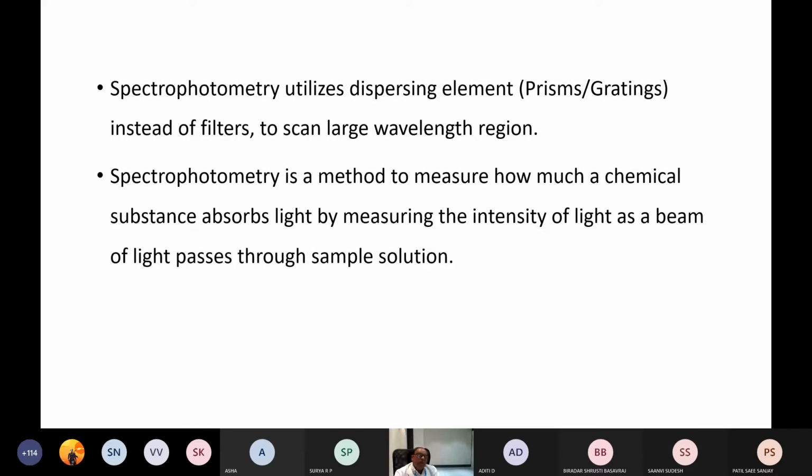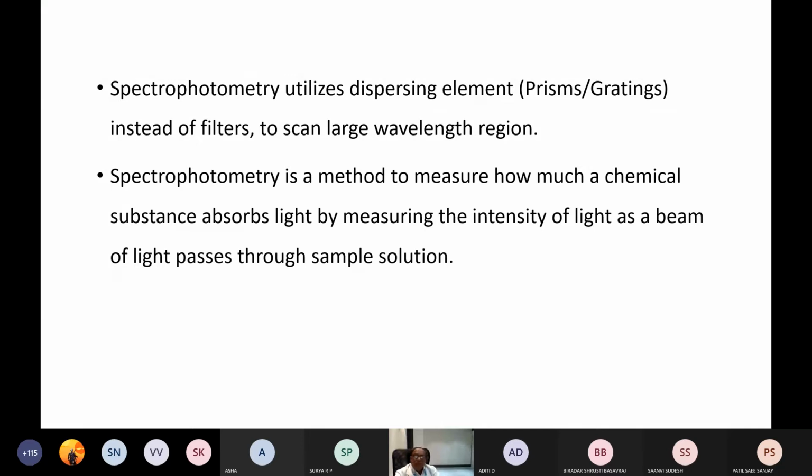In the colorimeter, you can use only the recognized fixed filters, whereas in the spectrophotometer, you can scan which wavelength is suitable for that particular colored solution. In the colorimeter, it is absolutely necessary that the measuring solution should be a colored one. But in spectrophotometry, there is no need for the solution to be colored. Even if it is colorless, it can be measured.